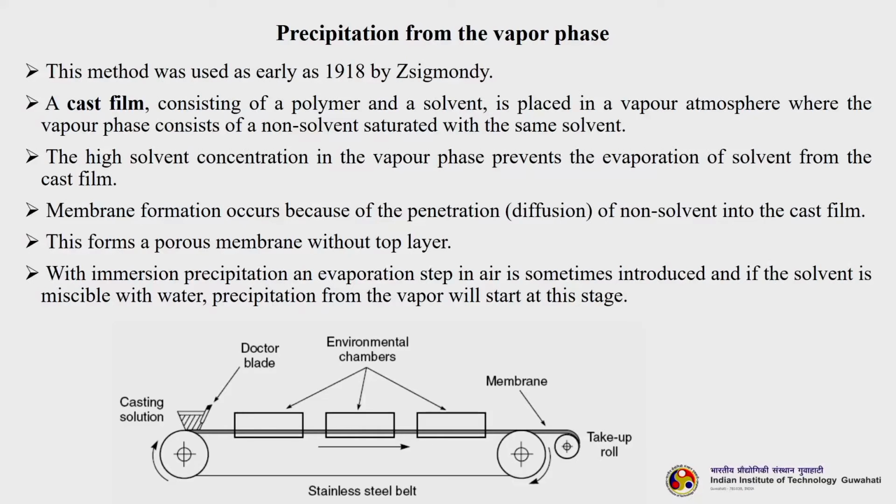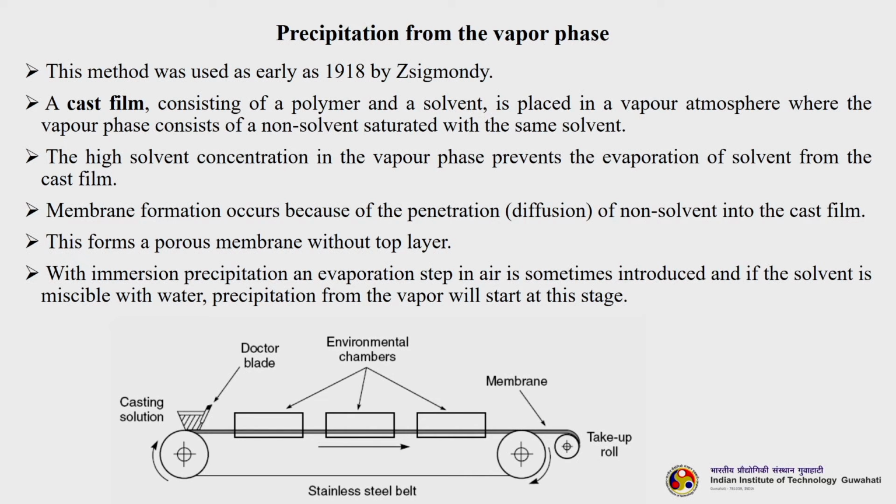So, this method was used long back in 1980 by Zsigmondy, who actually prepared polymeric membrane using this particular technique. So, a cast film consisting of a polymer and solvent is placed in a vapor atmosphere, or we can call it a humid atmosphere. Many books have written that humid atmosphere, where the vapor phase consists of a non-solvent saturated with the same solvent. Okay. So, the high solvent concentration in the vapor phase prevents the evaporation of the solvent from the cast film. Okay. The membrane formation occurs because of the penetration of the non-solvent into the cast film. So, basically the non-solvent which is present in your vapor phase will try to penetrate into the matrix of the film, okay, thereby creating the pores.